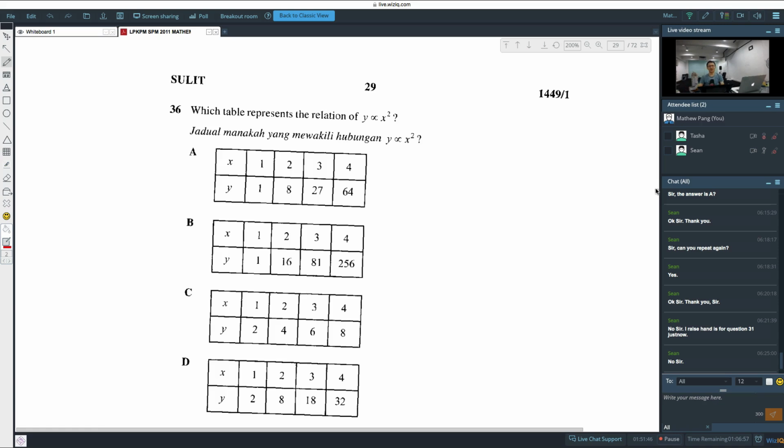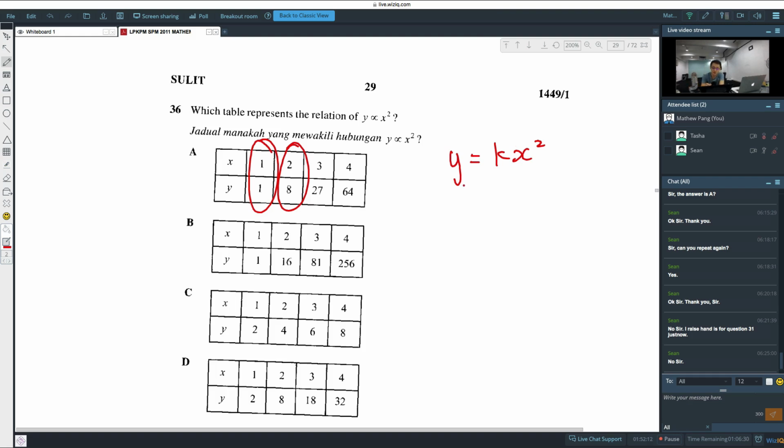36, this is variation. Which table represents the relationship where y varies directly as x squared? So I will say y equals kx squared. To know which one is correct, they must have a constant value of k. That means you substitute the first combination and second combination into this equation, and you will get the same value of k. That one we call the constant k.